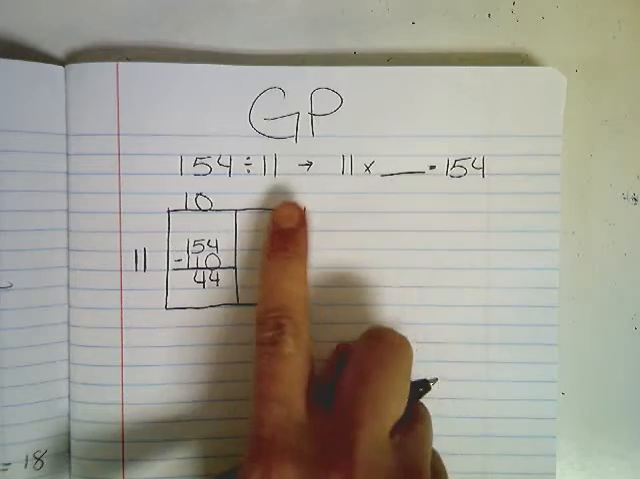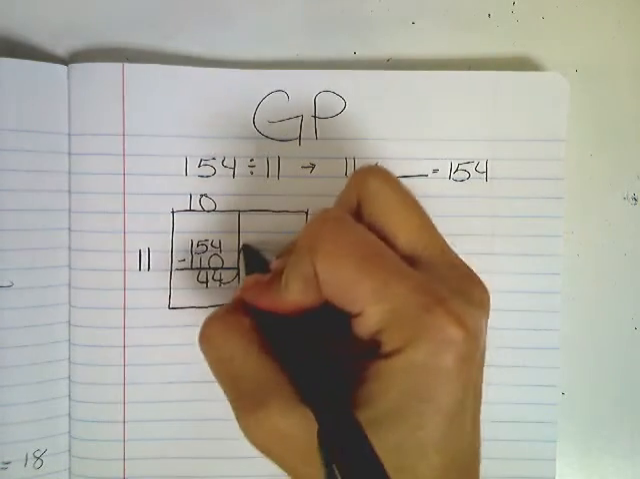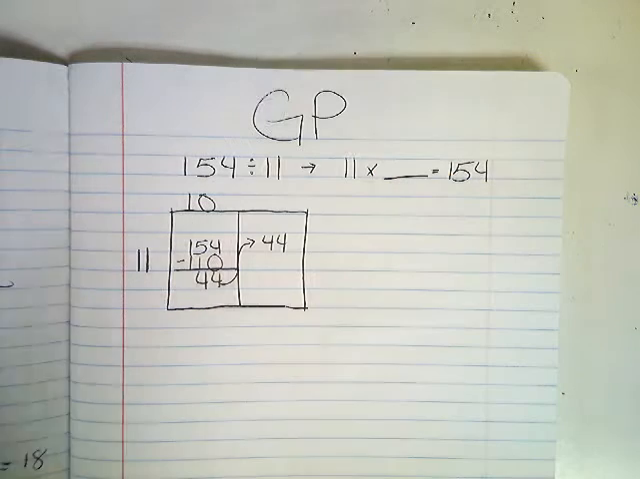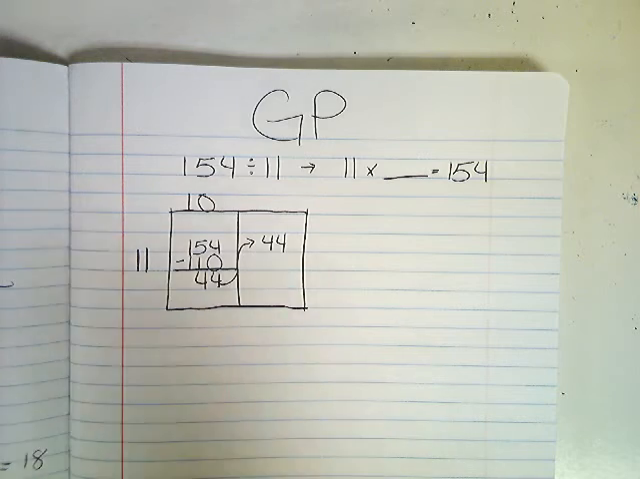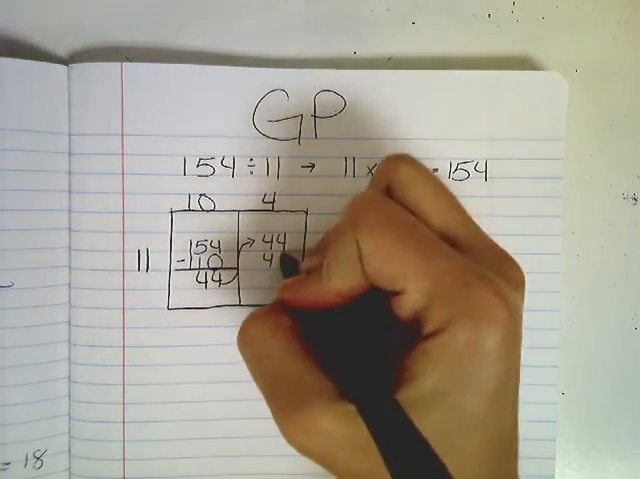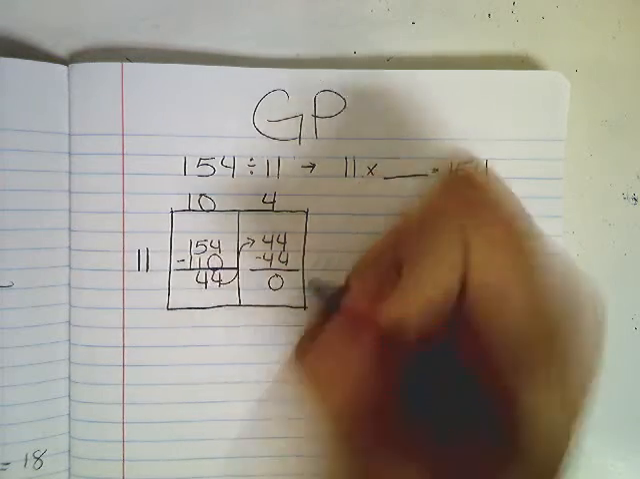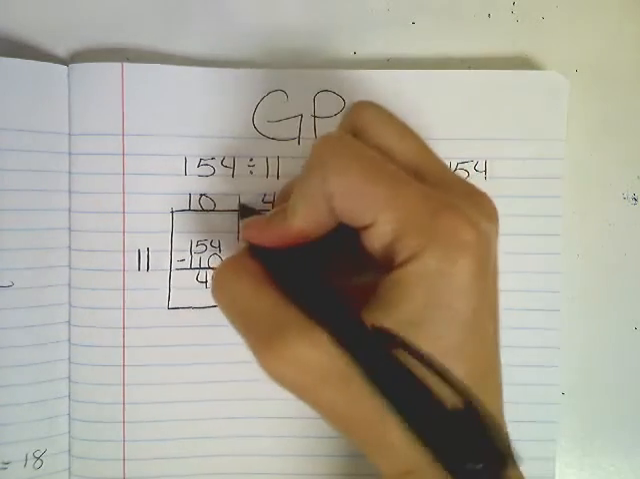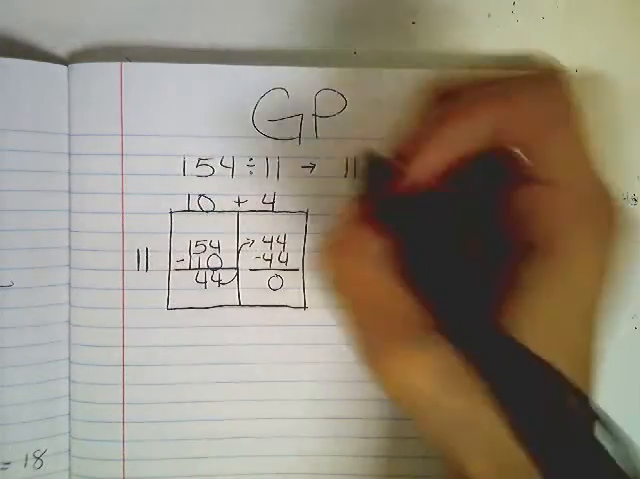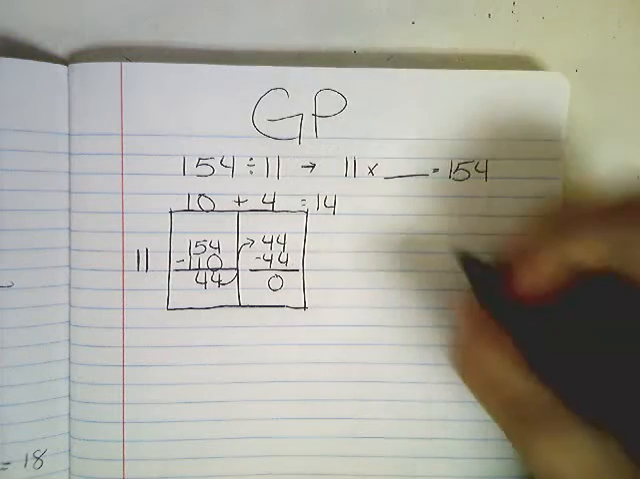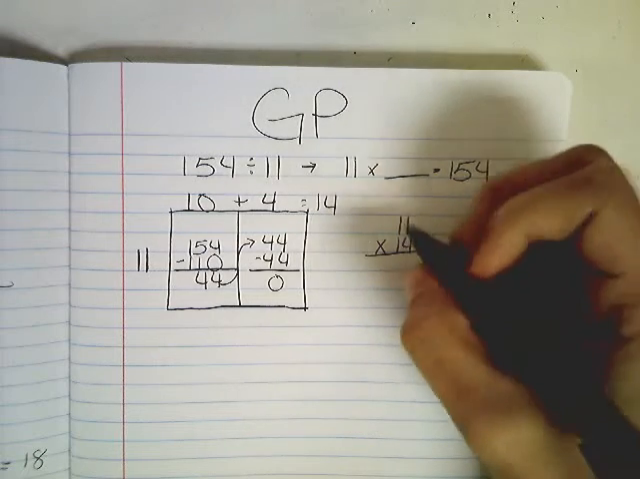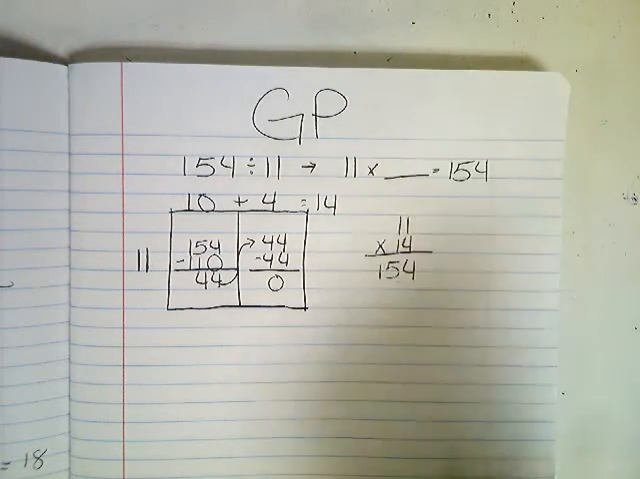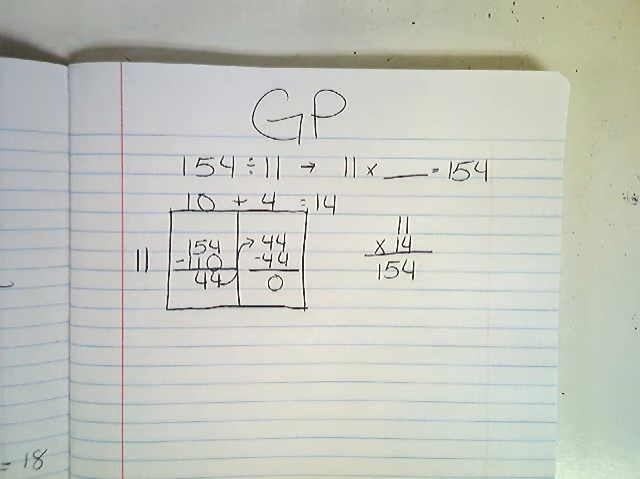And now we have to figure out how many ones. So you'll write this number over here in this box and think to yourself, 11 times what will give me 44? 11 times 4 will give me 44. Subtract. So 10 plus 4 is 14. Therefore, 11 times 14 is 154. 154 divided by 11 is 14.